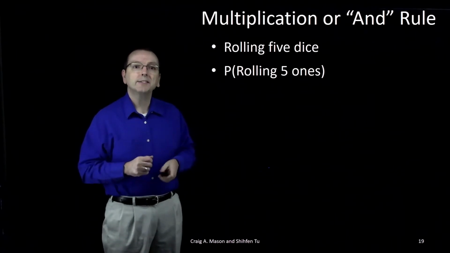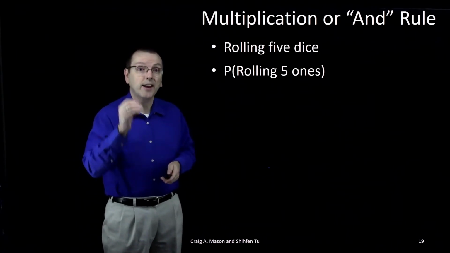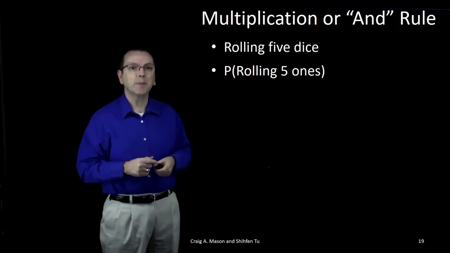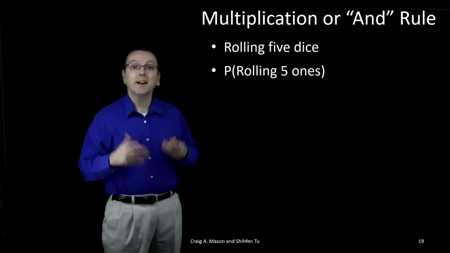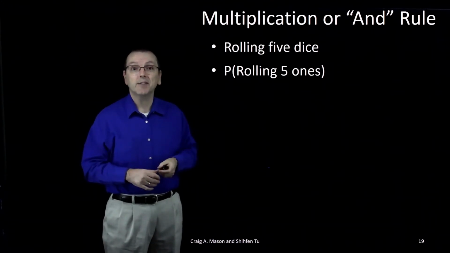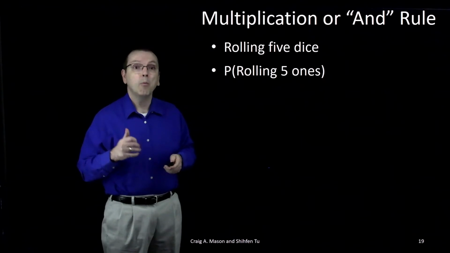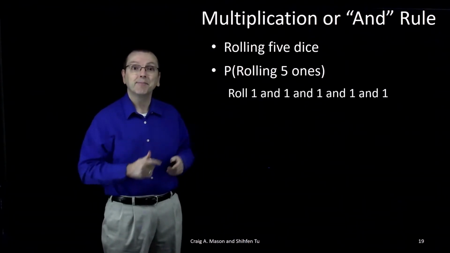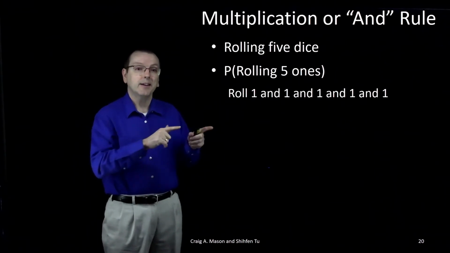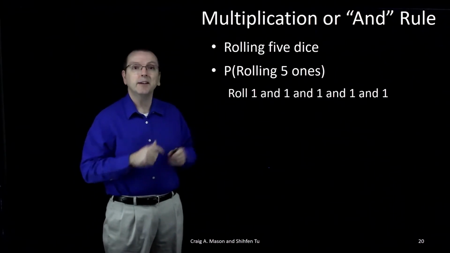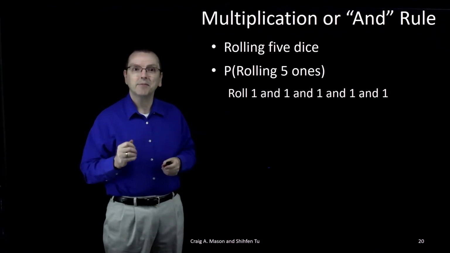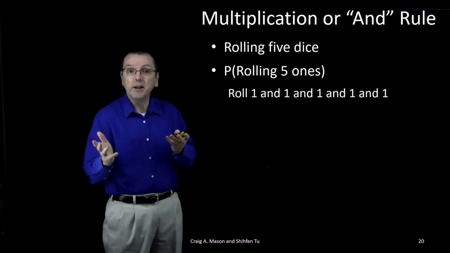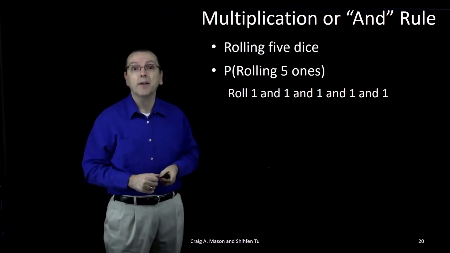Well, I need to translate all 5 dice land on a 1 into something that's a little more statistic speak. The key is to recognize that that's exactly the same thing as asking for the probability that I roll a 1 and a 1 and a 1 and a 1 and a 1, right? And each of those are independent of the others. See that? Whatever I roll on one die doesn't influence the probability of whatever I roll on another die.